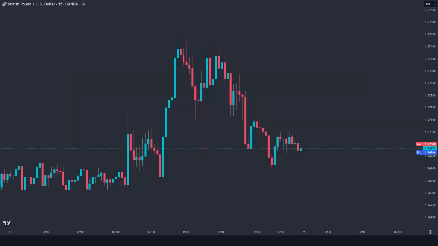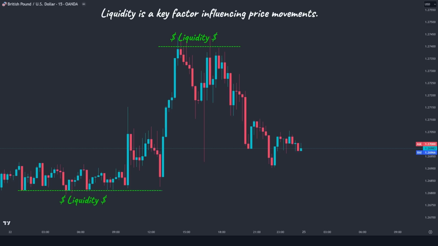To answer this question, let's first clarify some concepts. You've likely heard that liquidity is a key factor influencing price movements. But where does this liquidity exist? It's not just located above swing highs or below swing lows. At every price point in the market, there is a substantial amount of liquidity. However, the specific liquidity we're referring to is of the stop-loss variety.